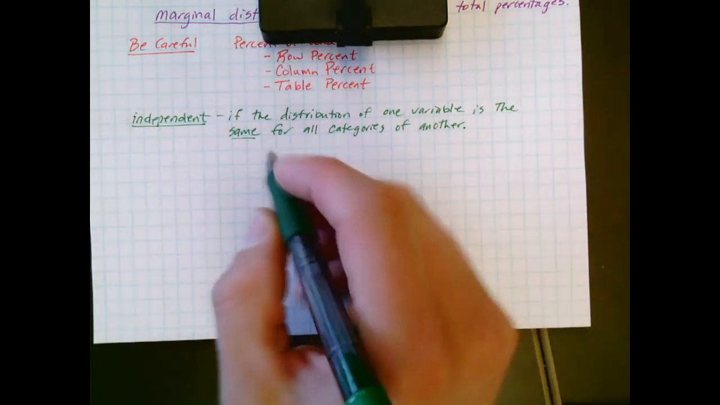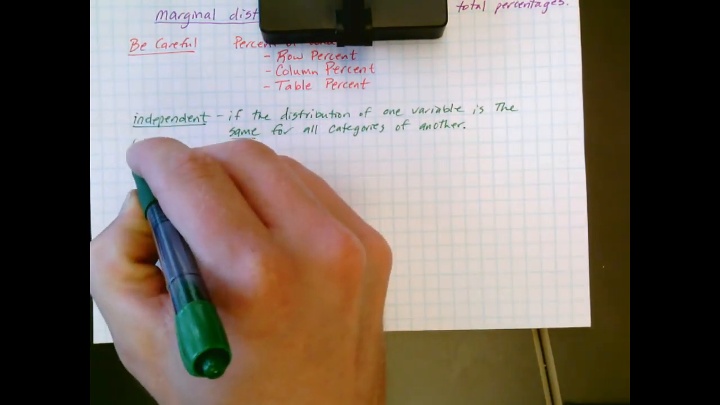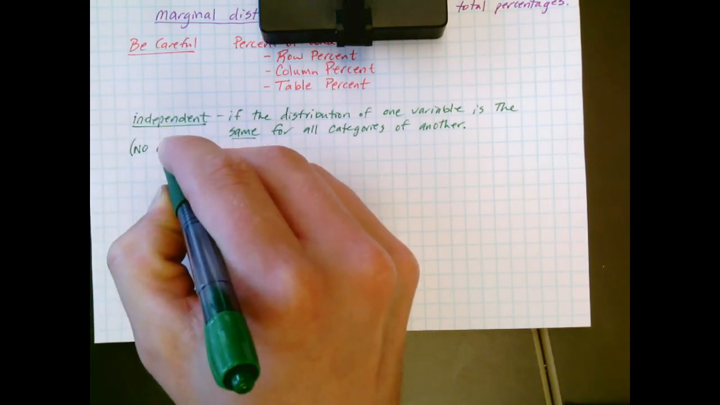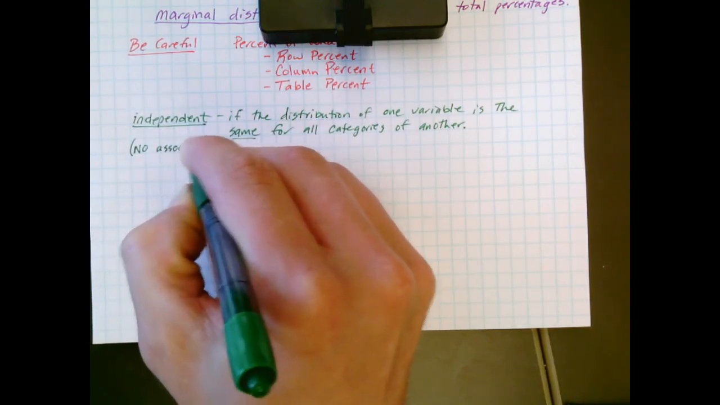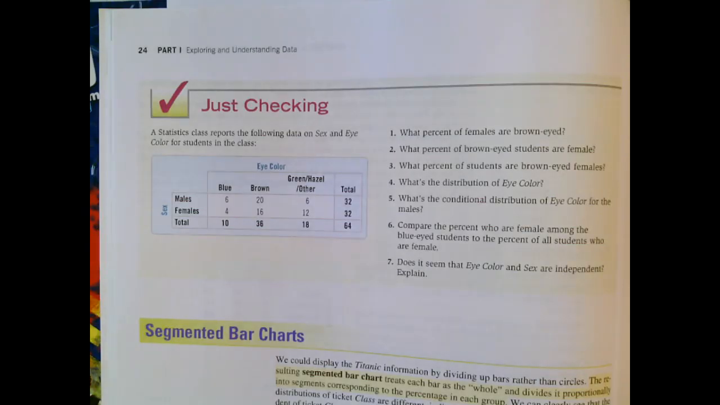No association. So this is going to be the same, let me just add this. This is the same as there is no association between the two variables. Okay? And the opposite would be true. If they're dependent, then there is some sort of association between them. So this will be the last thing that we do here.